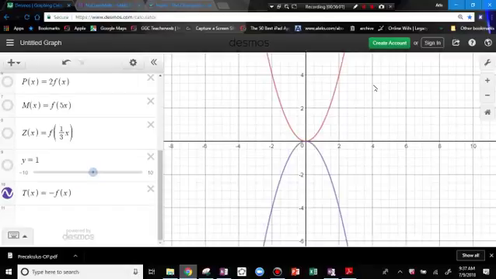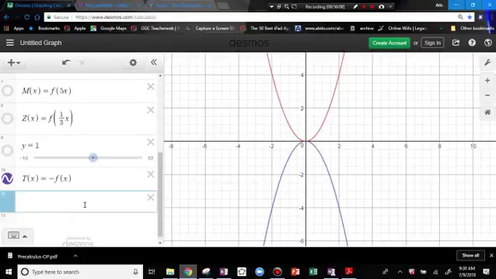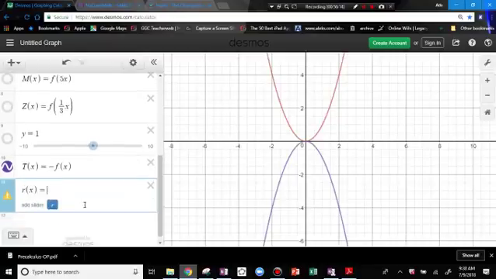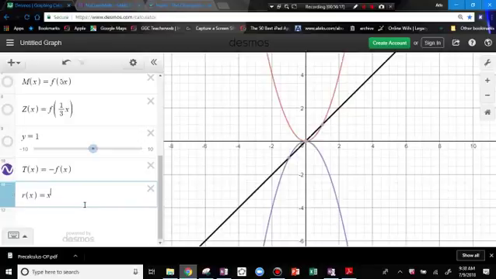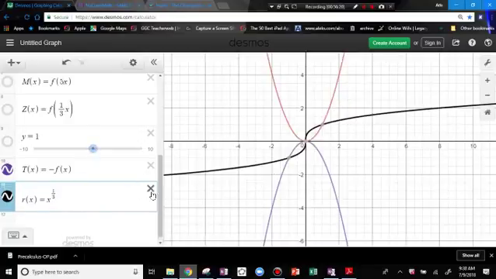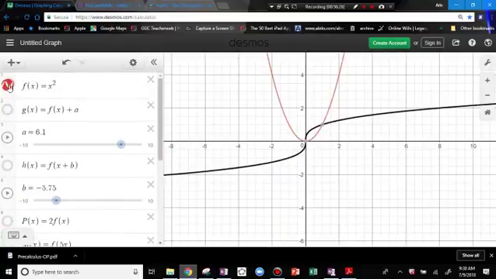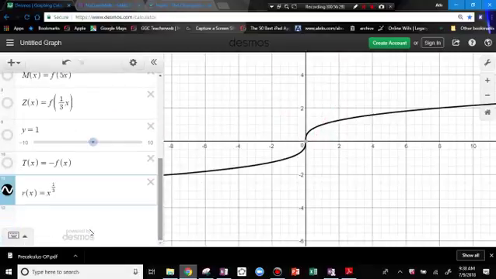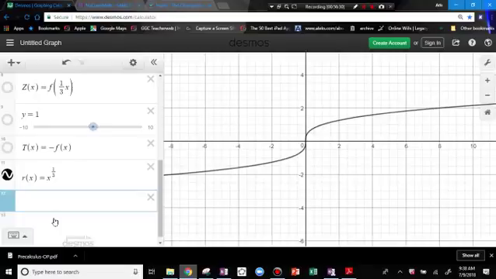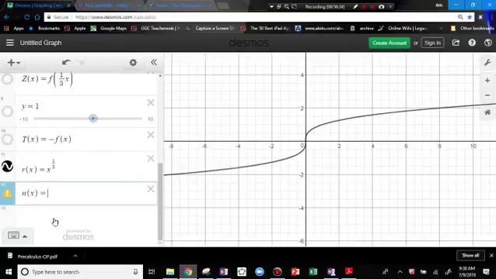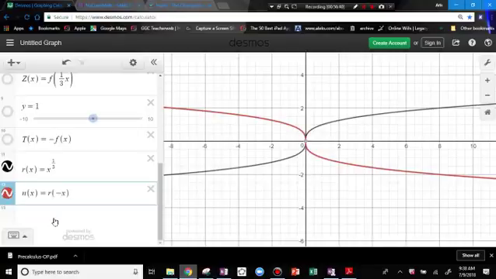I'll put it in a different function to do reflections on the inside. So we'll put in one of our favorites. If I call r of x the cube root of x, that's this one. That was one of our favorite ones. Now I'm going to go up and get rid of that. So now if I'm transforming that, if I do n of x is equal to r of negative x, I now put the negative on the inside.